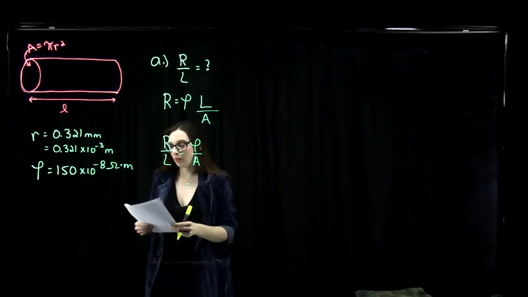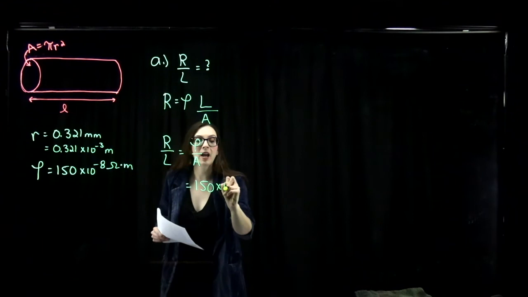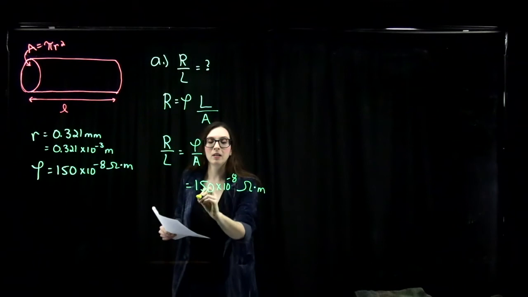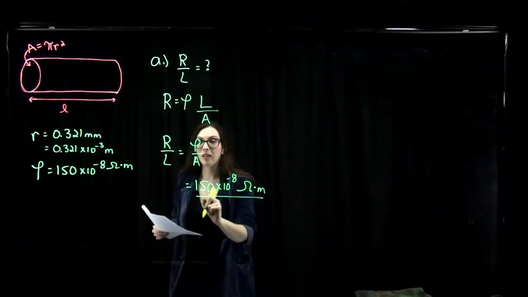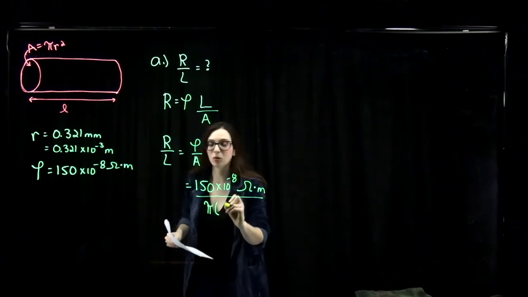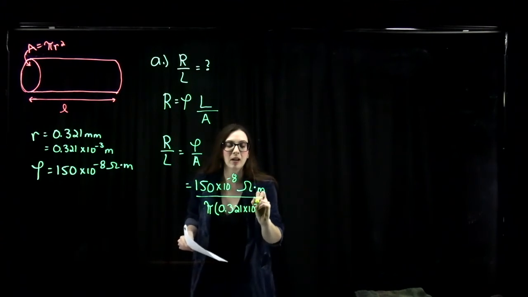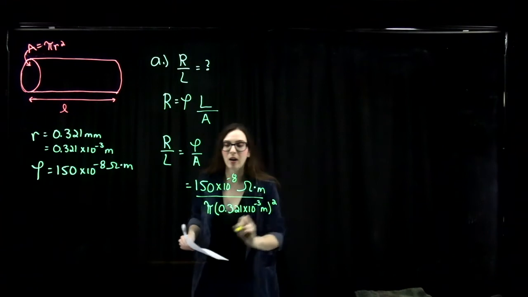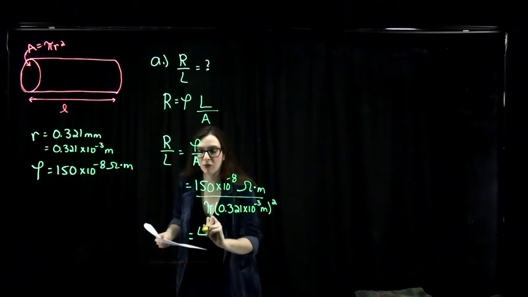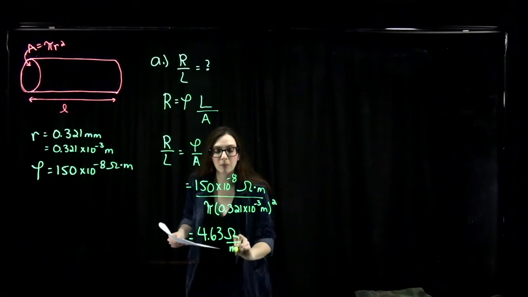So the resistance per unit length of this wire is 150 times 10 to the minus 8 ohms times meter divided by the area, cross-sectional area of our wire, which is going to be pi times the radius squared. So 0.321 times 10 to the minus 3 meters squared. And that gives us a resistance per unit length of 4.63 ohms per meter, okay?